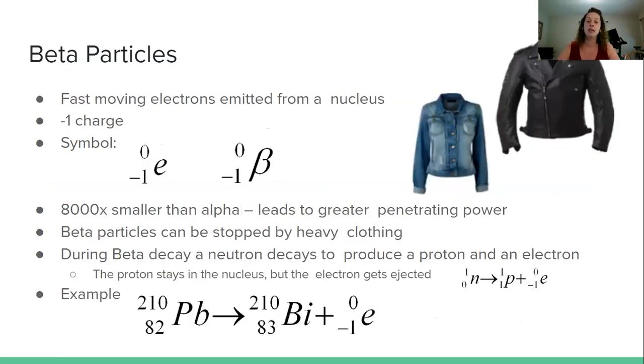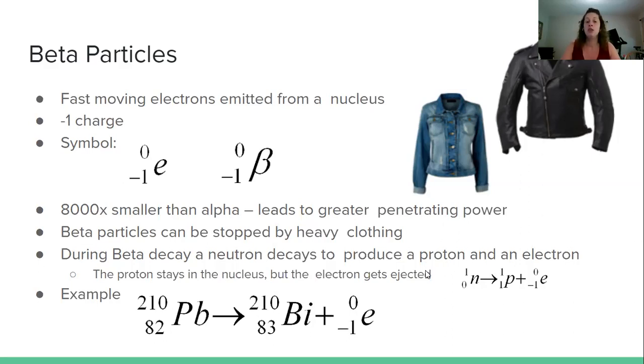A beta particle is really a fast-moving electron that's emitted from the nucleus. It's an electron, so it has a -1 charge. Its symbol is written as an e for electron, or the beta symbol. It has a mass of 0, and the atomic number, or the number of protons, is affected by -1. We're going to talk about that in a second, but this is the symbol that we use for that. These are 8,000 times smaller than alpha, which leads to greater penetrating power. They can be stopped by heavy clothing.